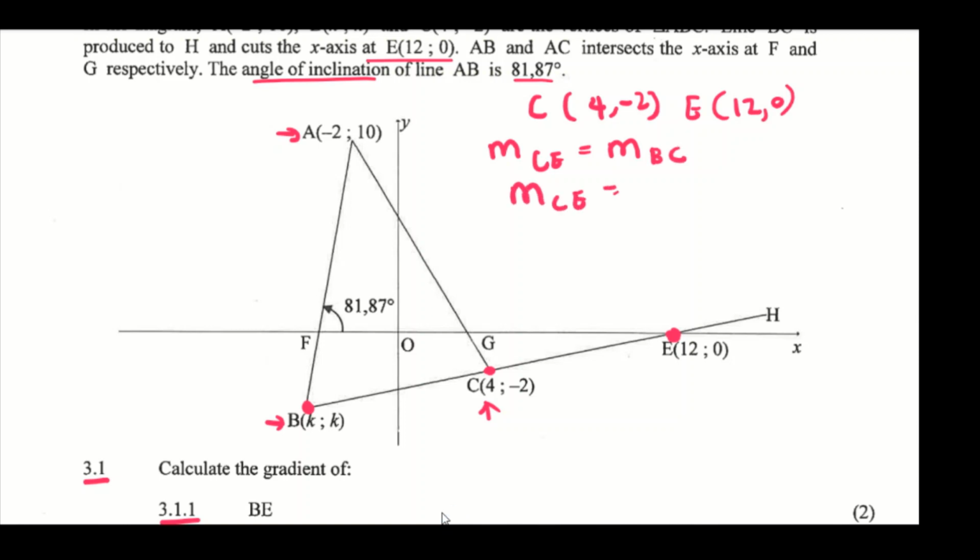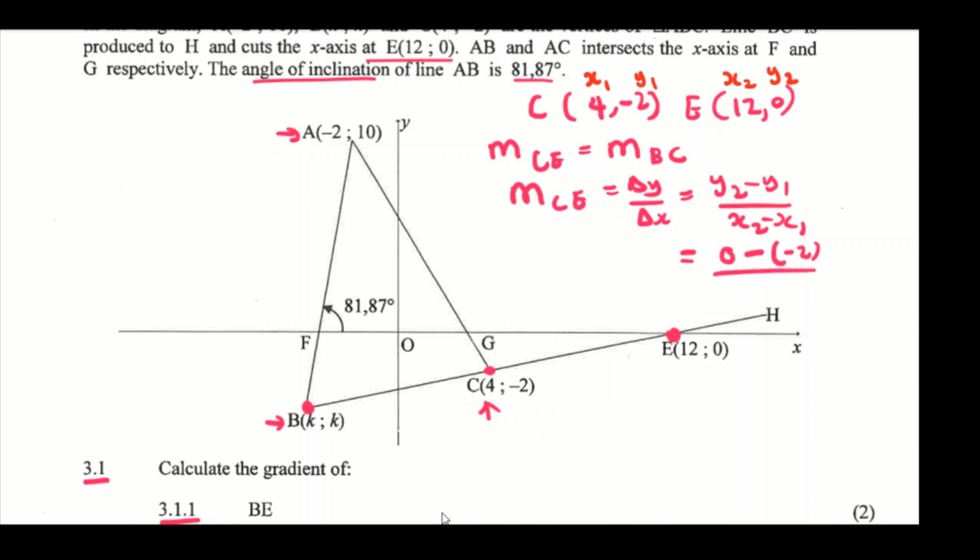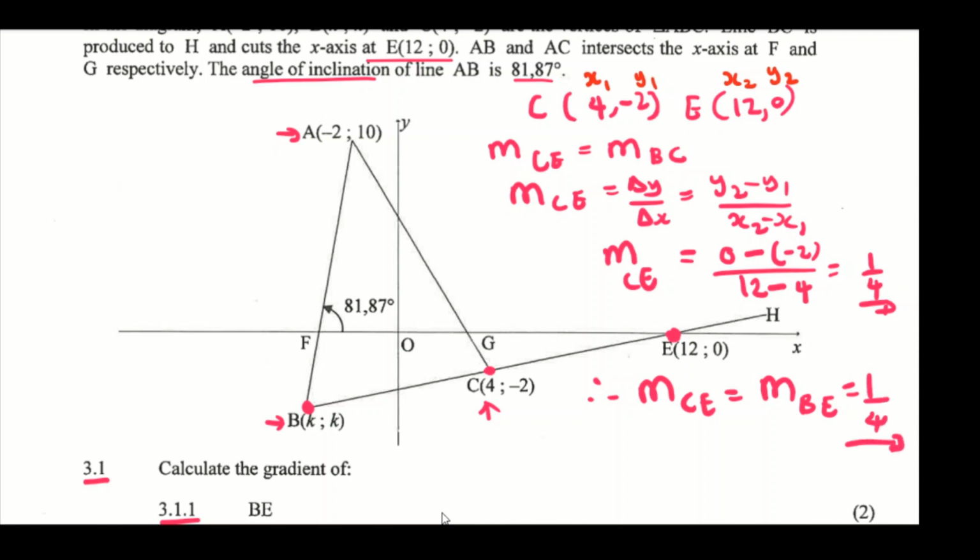The gradient of CE is going to be the change in y over change in x, which is y2 minus y1 over x2 minus x1. Let's say this is your x1, this is your y1, and this is your x2, and this is your y2. So we're simply going to say our y2 is 0 minus our y1, which is minus 2, divided by our x2, which is 12, minus our x1, which is 4. So the gradient of CE, you should get 1 over 4. Therefore the gradient of CE is equal to the gradient of BE is equal to 1 over 4. So that is the answer for this problem here.